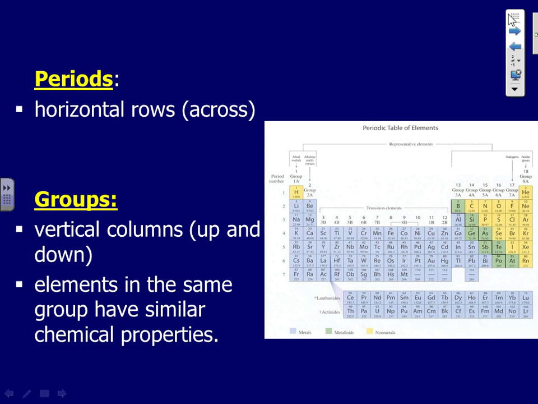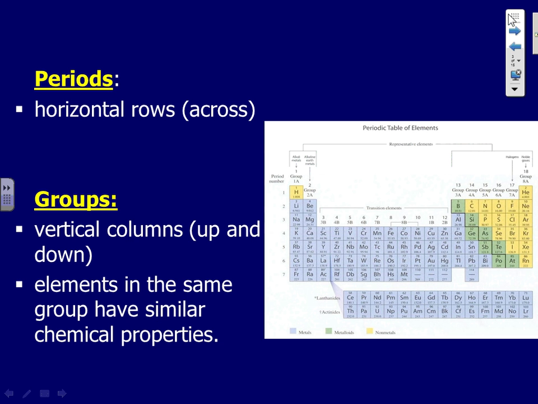Periods are the horizontal rows that run across. So these are the periods. All right. You might think, why would someone call them periods? And it has to do with the way that the elements behave. Their chemical reactivity repeats itself over and over again.